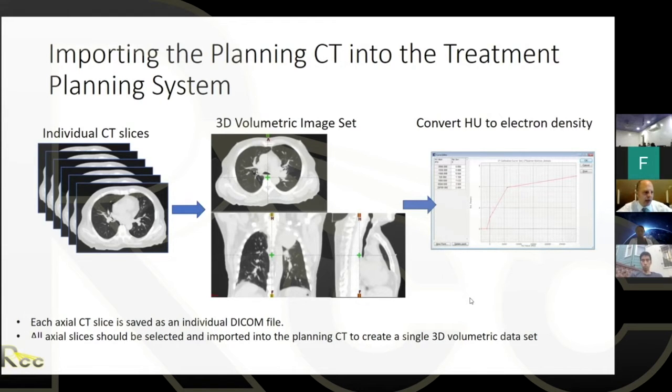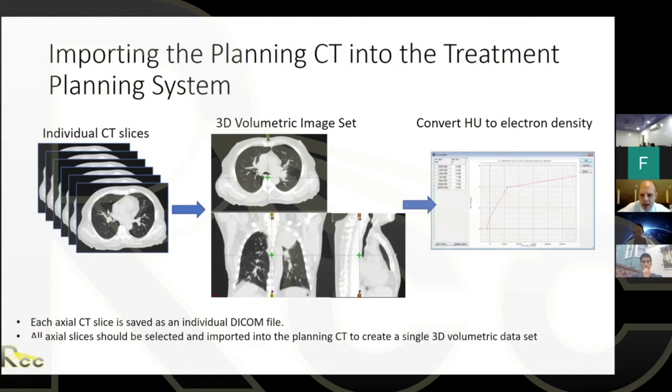The next step after that is to convert the Hounsfield units, which is the measure of the intensity in each voxel, into an electron density. And so basically what that's doing is it's telling the planning system what's the relationship between the intensity in each voxel and the density, so that it can calculate dose for a photon or electron beam on that 3D image set.